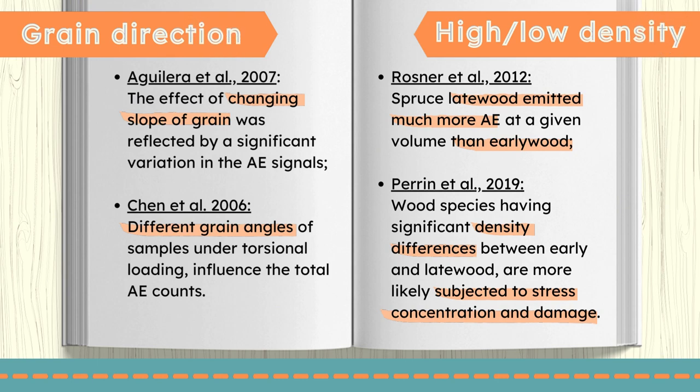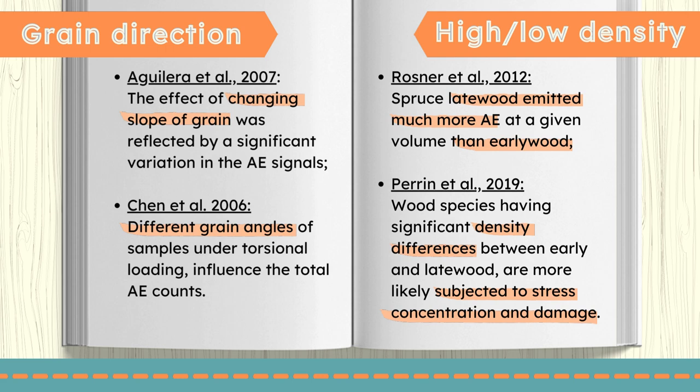Among the documents analyzed, many of them had information on the grain aspect. Some examples are reported in this slide. Aguilera et al. identified changes in cutting conditions and surface quality of Scots pine samples. It was assessed that the effect of changing the slope of grain was reflected by a significant variation in the acoustic emission signals.